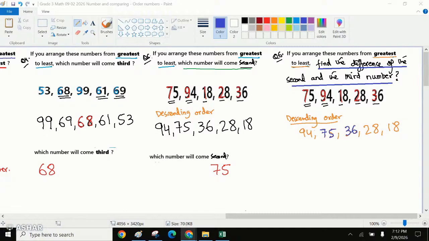And May, I've changed the values because those numbers were already arranged, right? So I changed the numbers in question number 6. They're exactly the same as question number 5. But the important part is that they're asking us to find the difference, right? If they're asking us to find the difference between the second and the third number, we need to find the difference between these two numbers.